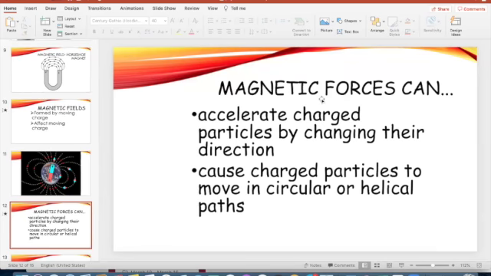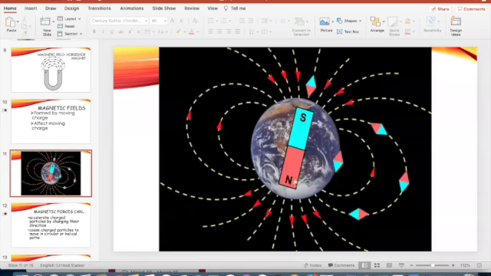Magnetic forces can accelerate charged particles by changing their direction. Magnetic forces can also cause charged particles to move in circular or helical paths. If we go back to that prior image, this is a circular motion here, from the positive part of the magnetic field in towards the negative part of the magnetic field. Circular or helical motions.